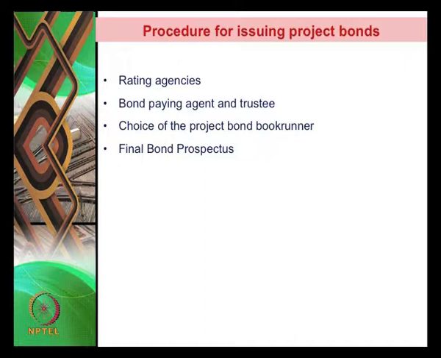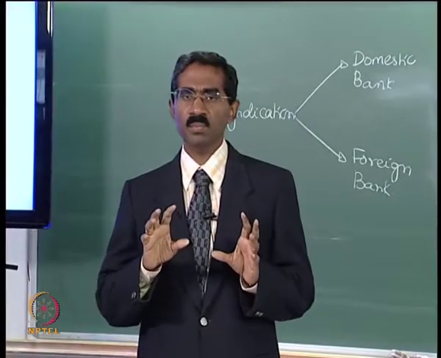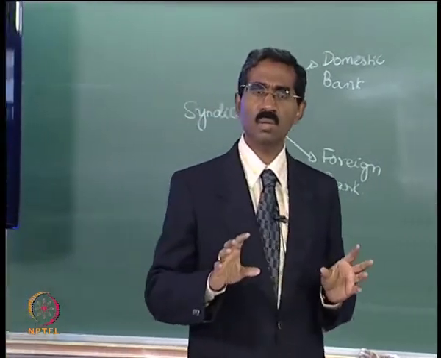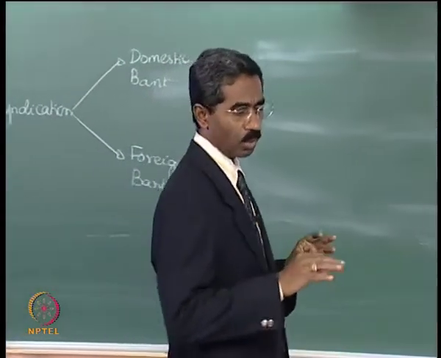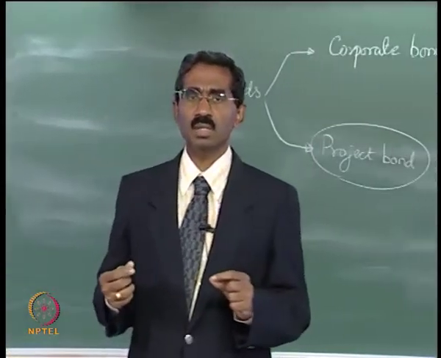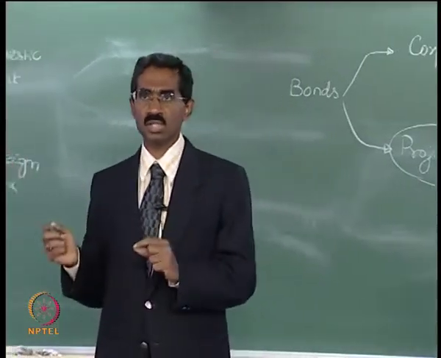Now let us spend some time discussing the procedure for issuing project bonds. When you look at the procedure, there are four main parts to it. The first is getting a rating for the proposed bond. The second is identifying the bond paying agent and the trustee.